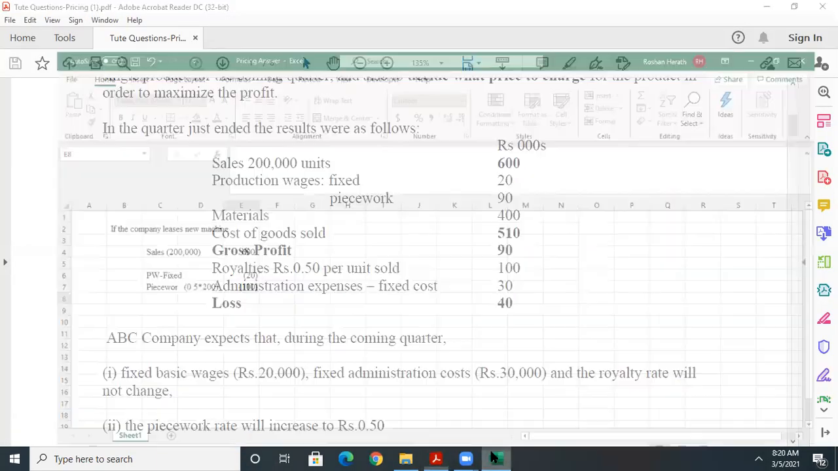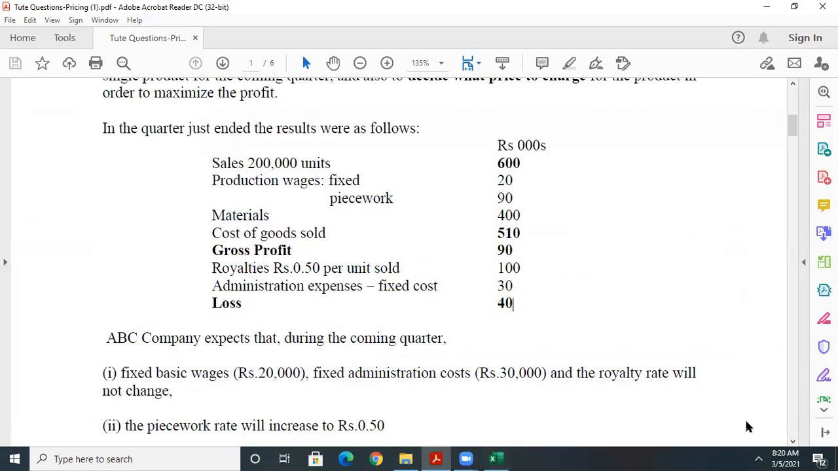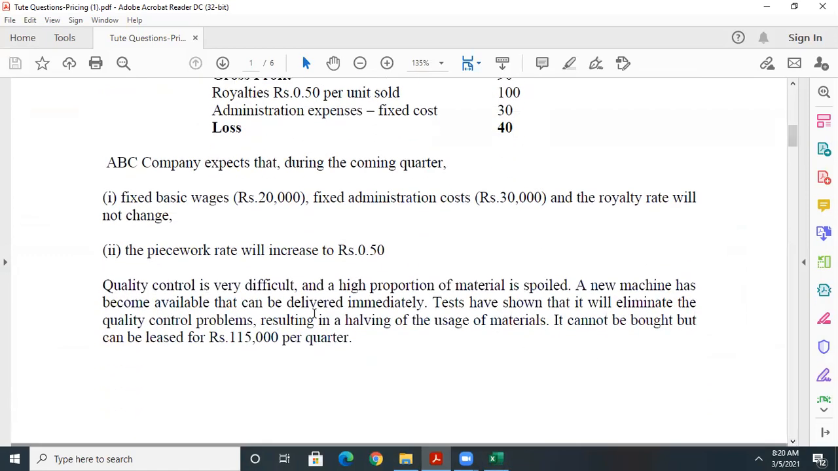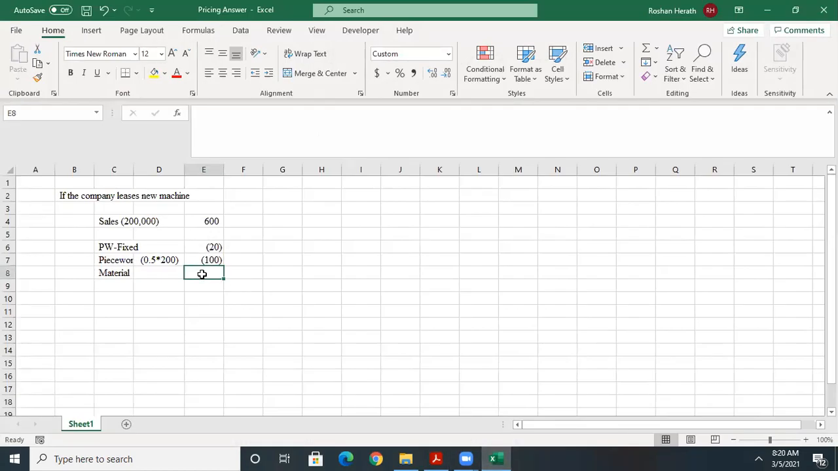Okay. Then you have the material. The question says that if you use this new machine, the cost would be halving. So the 400,000 is the existing cost, and the new cost is going to be 200,000. Right. So the material cost has become half.